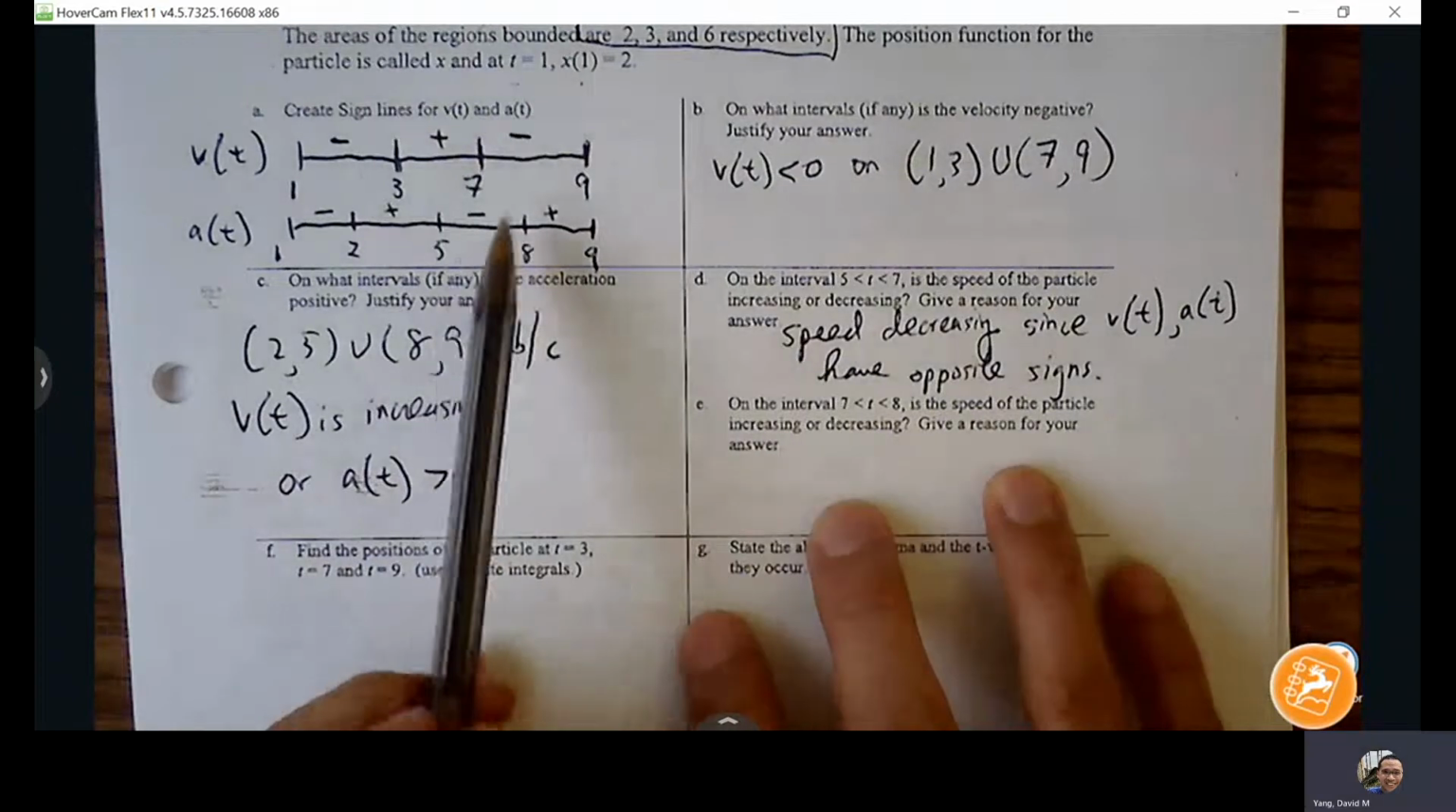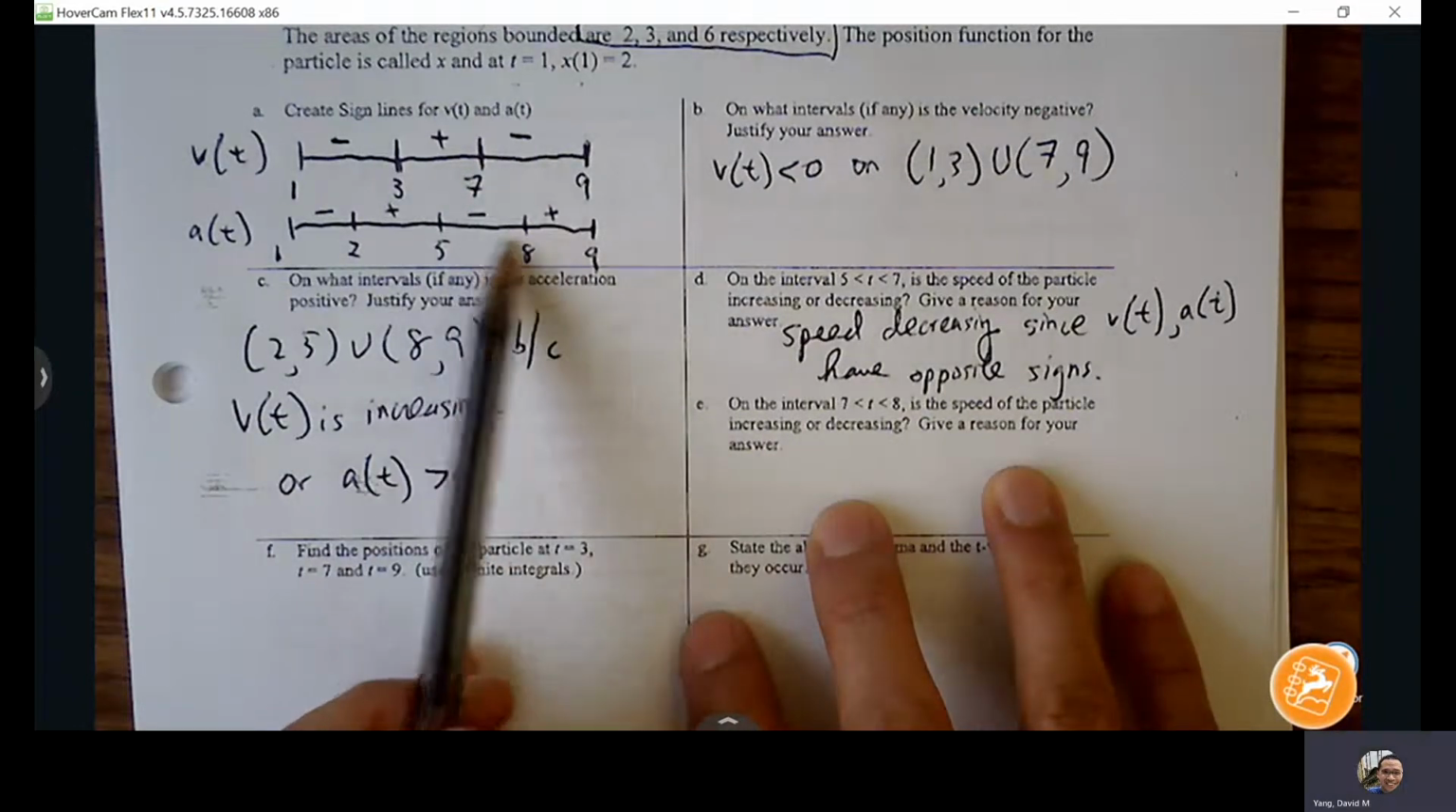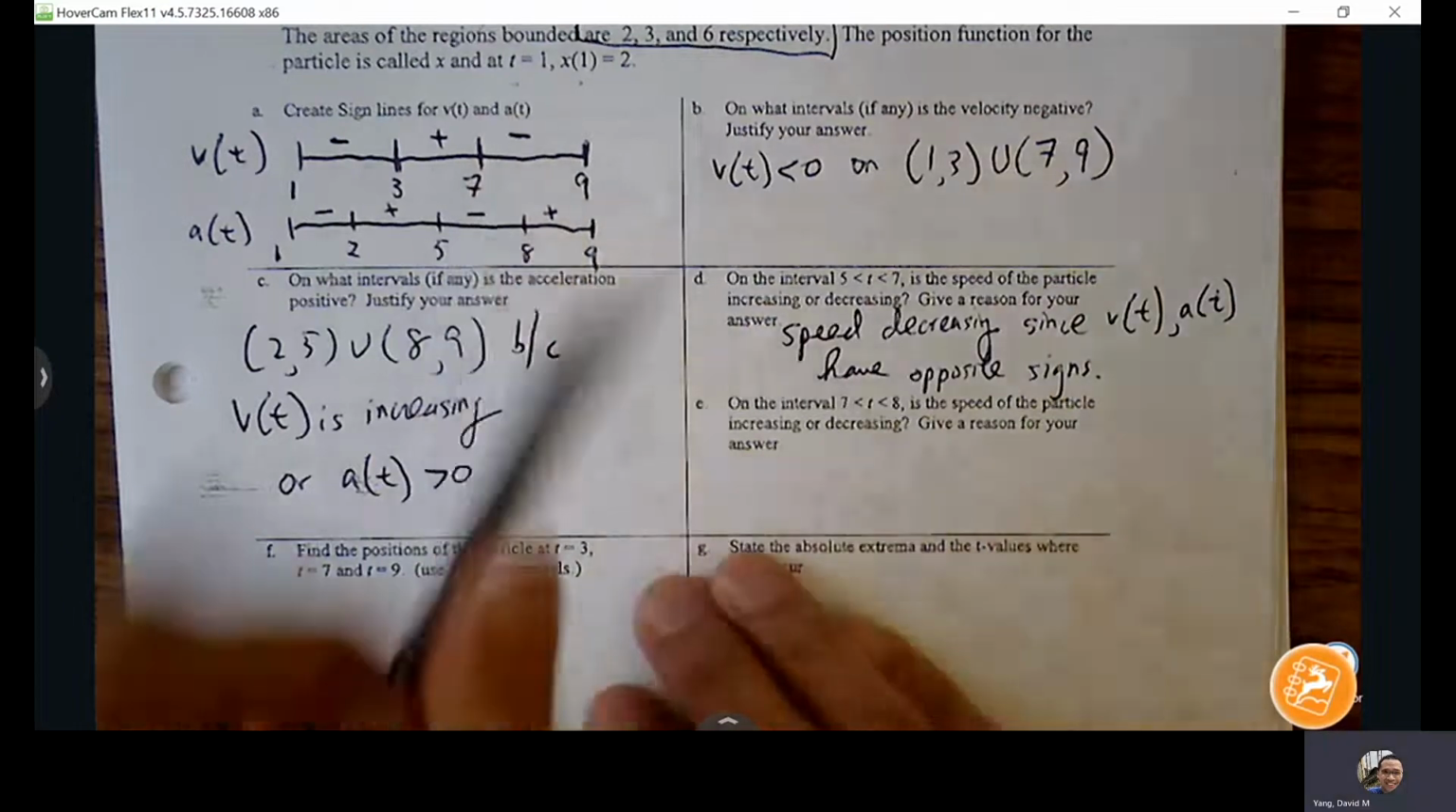Interval from 7 to 8. Is speed increasing or decreasing there? Increasing, signs are the same.